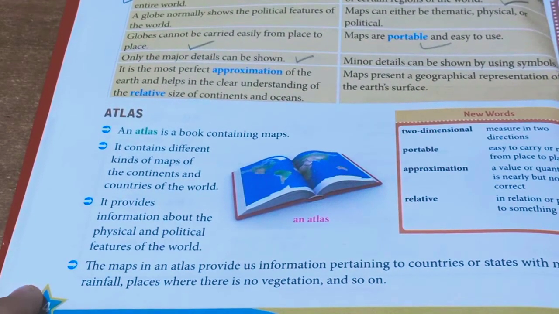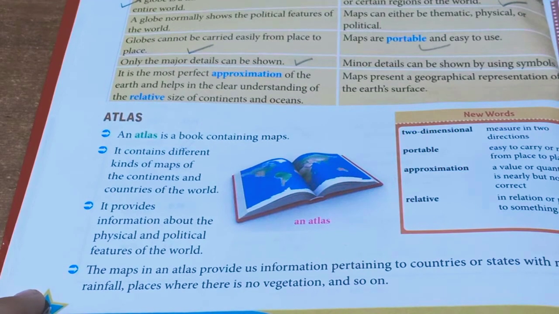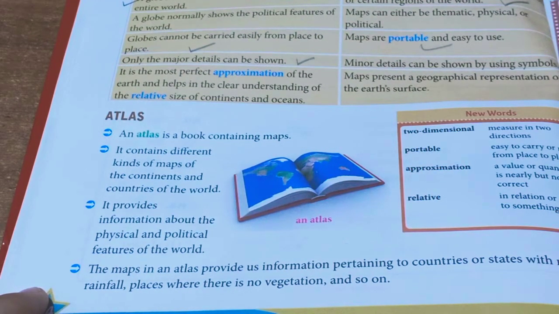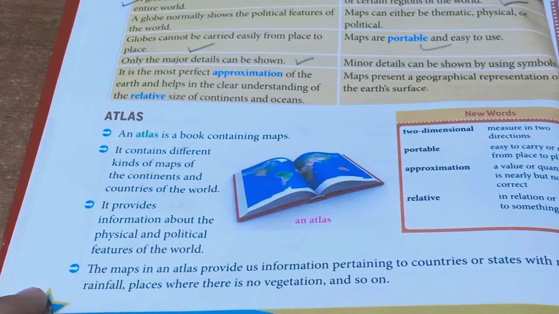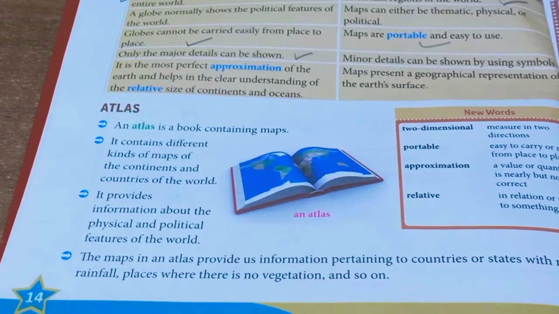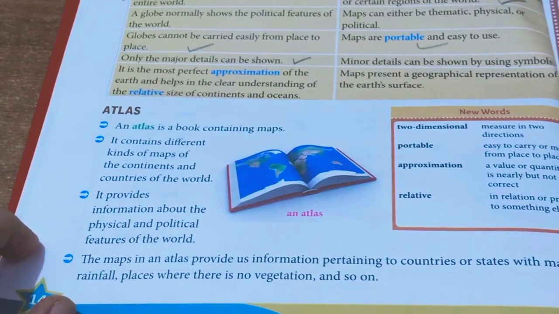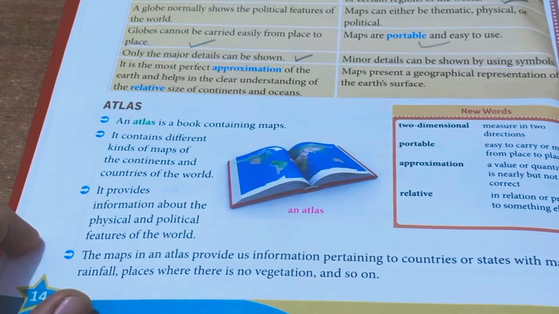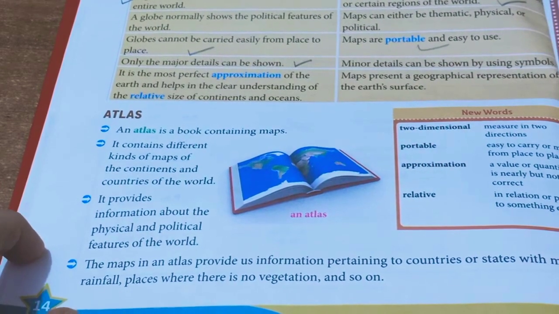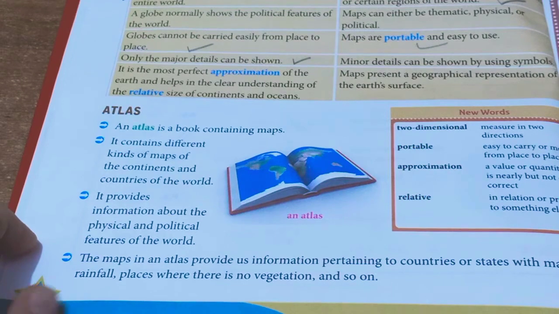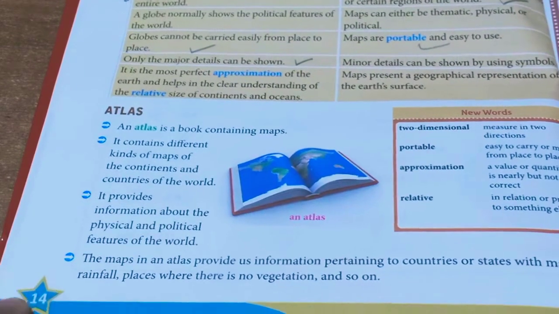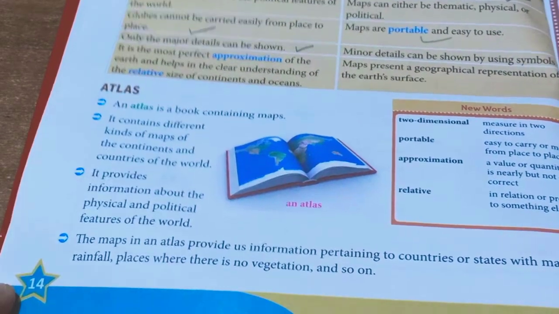Next, it contains different kinds of maps of the continents and countries of the world. Nothing to explain over here. It provides information about the physical and political features of the world. So the atlas has maps containing physical features and political features also. The last sentence of our chapter, because we have cleared the chapter: the maps in an atlas provide us information pertaining to the countries or states with maximum rainfall, where there is no vegetation, and so on. And so on means there are many things that the atlas shows.